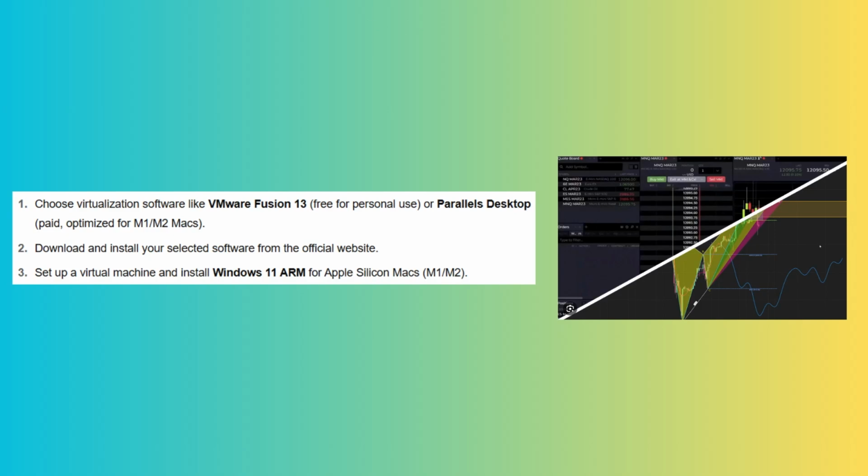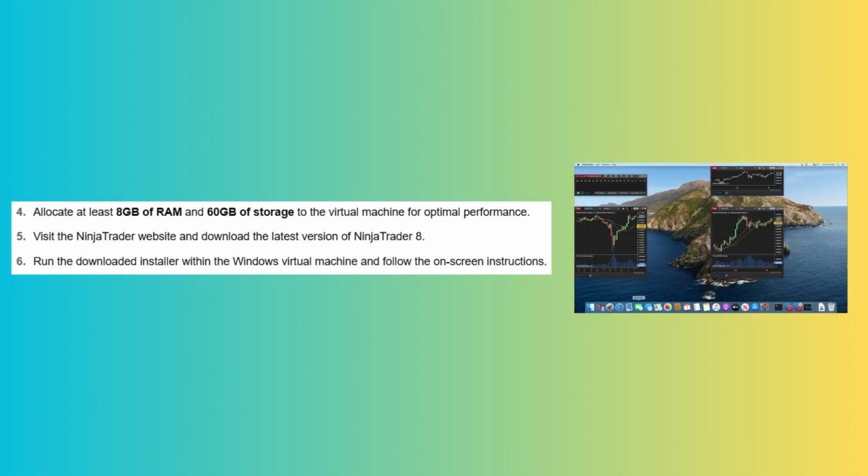Choose virtualization software like VMware Fusion 13, free for personal use, or Parallels Desktop, paid, optimized for M1, M2 Mac. Download and install your selected software from the official website. Then, set up a virtual machine and install Windows 11 ARM for Apple Silicon Macs M1, M2. Allocate at least 8 GB of RAM and 60 GB of storage to the virtual machine for optimal performance.